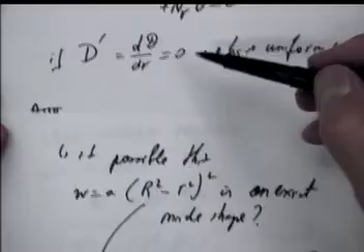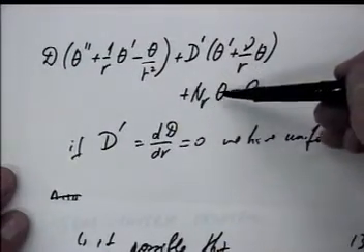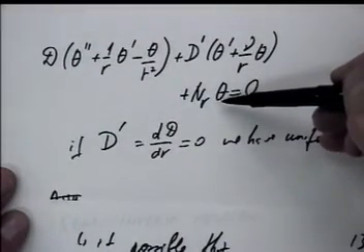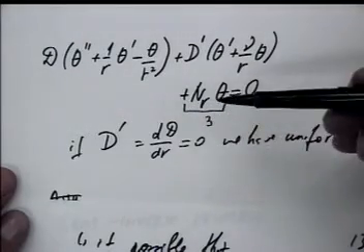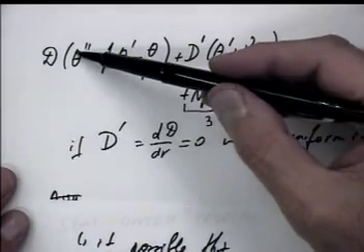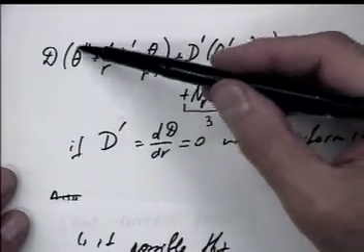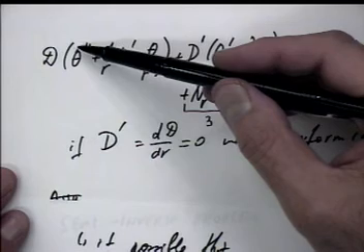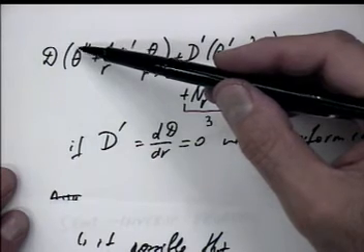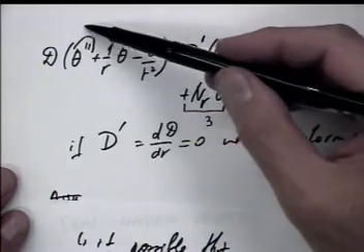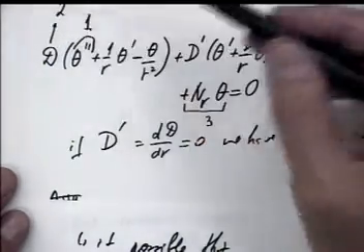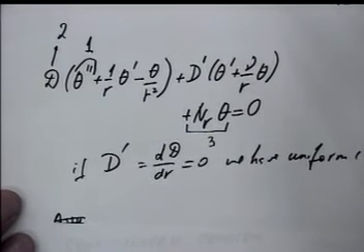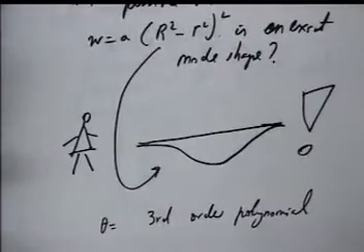Now let us look here at this. This is a third order polynomial, theta. So this expression is a third order polynomial, but there is a second derivative here, so that is a first order polynomial. So D must be a second order polynomial. Okay? D must be a second order polynomial.